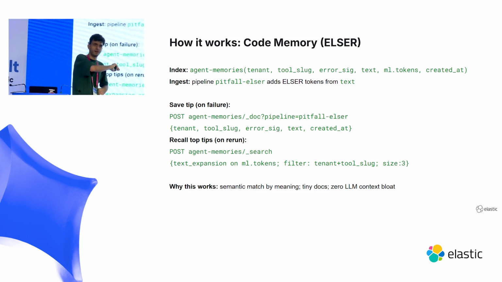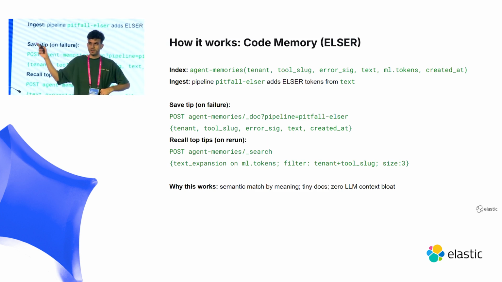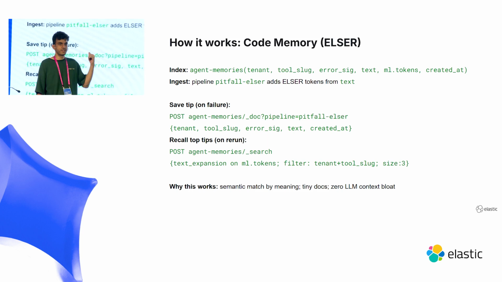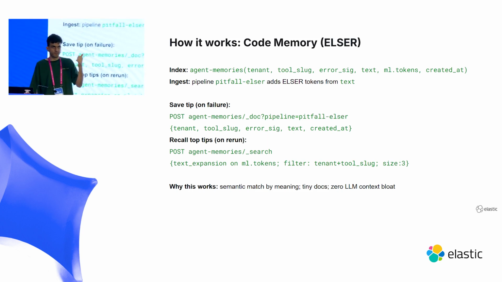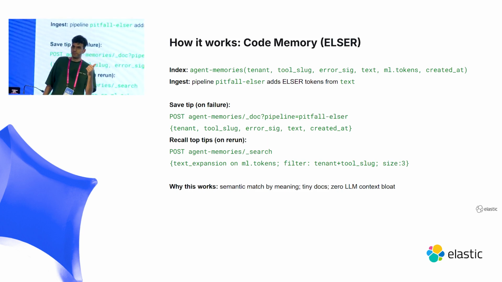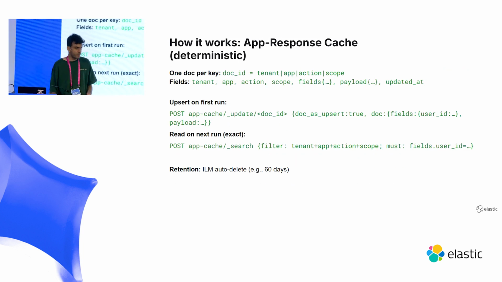Any questions so far? Any questions around what ELSER is, how we use it, and why we use semantic search for this specific use case? No? Perfect. Okay, so now I'll move on to the app response cache.